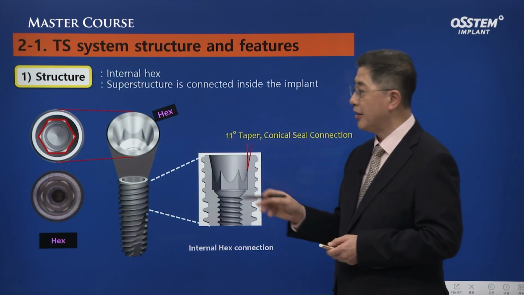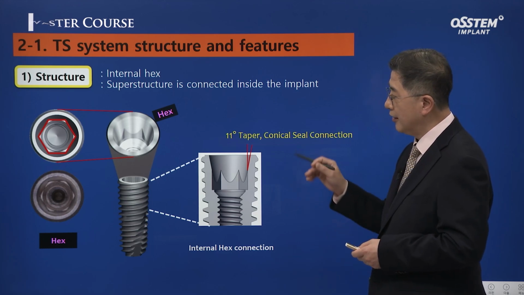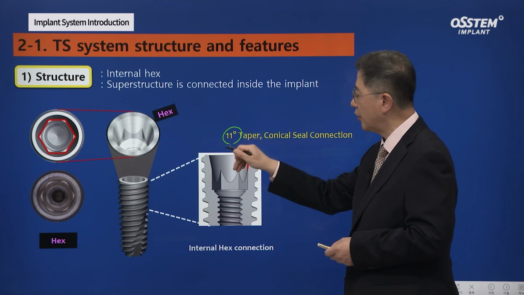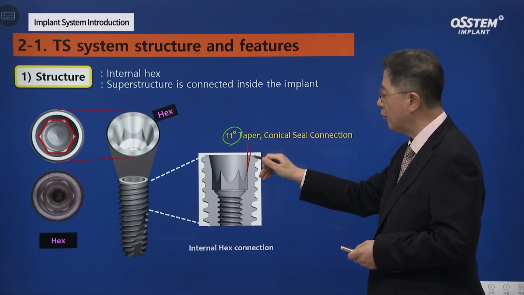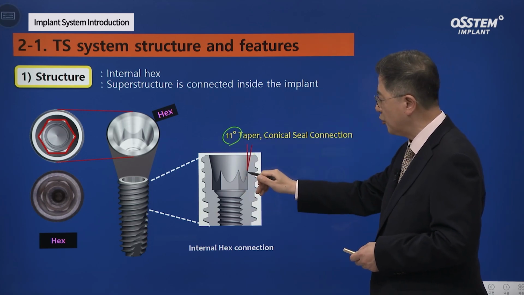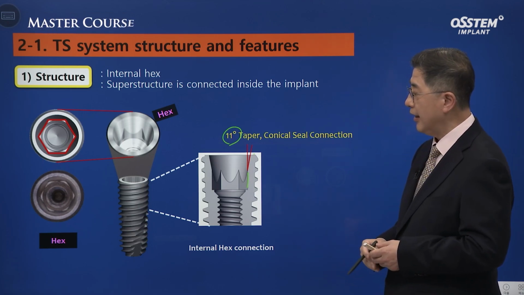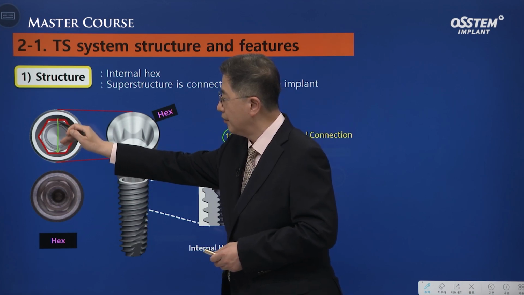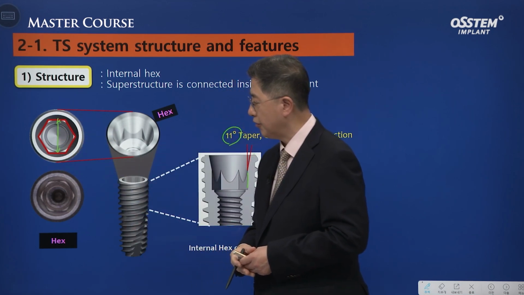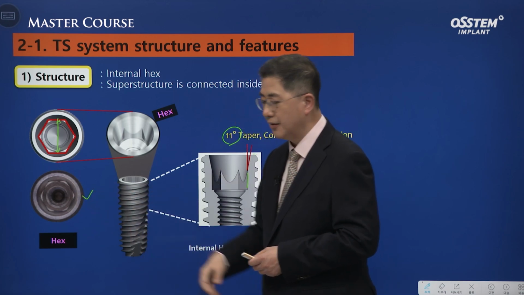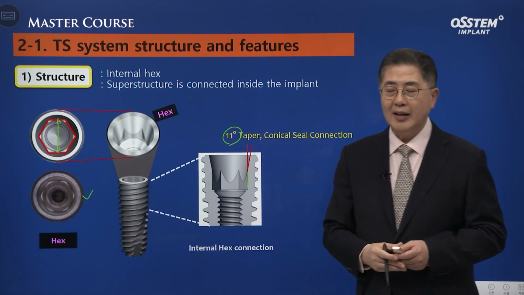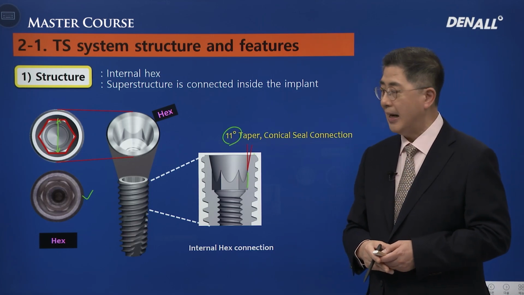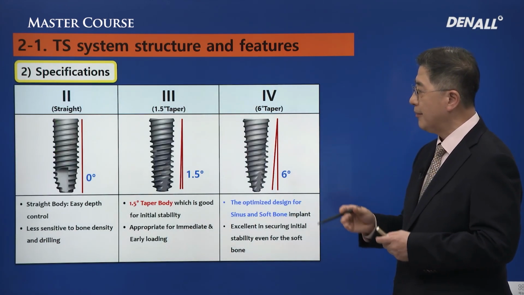This is a TS implant system, which is used most widely. It has 11-degree taper, and it has about 1.2 millimeters of surface. There's hex below. The diameter of the hex is 2.5 millimeters in regular connection. This is a occlusal view of the actual implant. It has a stable connection and it is very easy to deliver prosthesis for this implant.